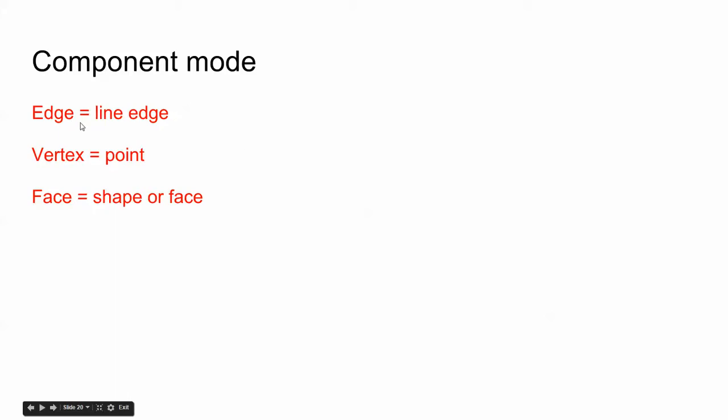Okay, so we talked about this. Edge is the line, the vertex is the individual points, and the face is the shape, and you can move all those things. Okay, so that's enough for now. We'll keep going later.